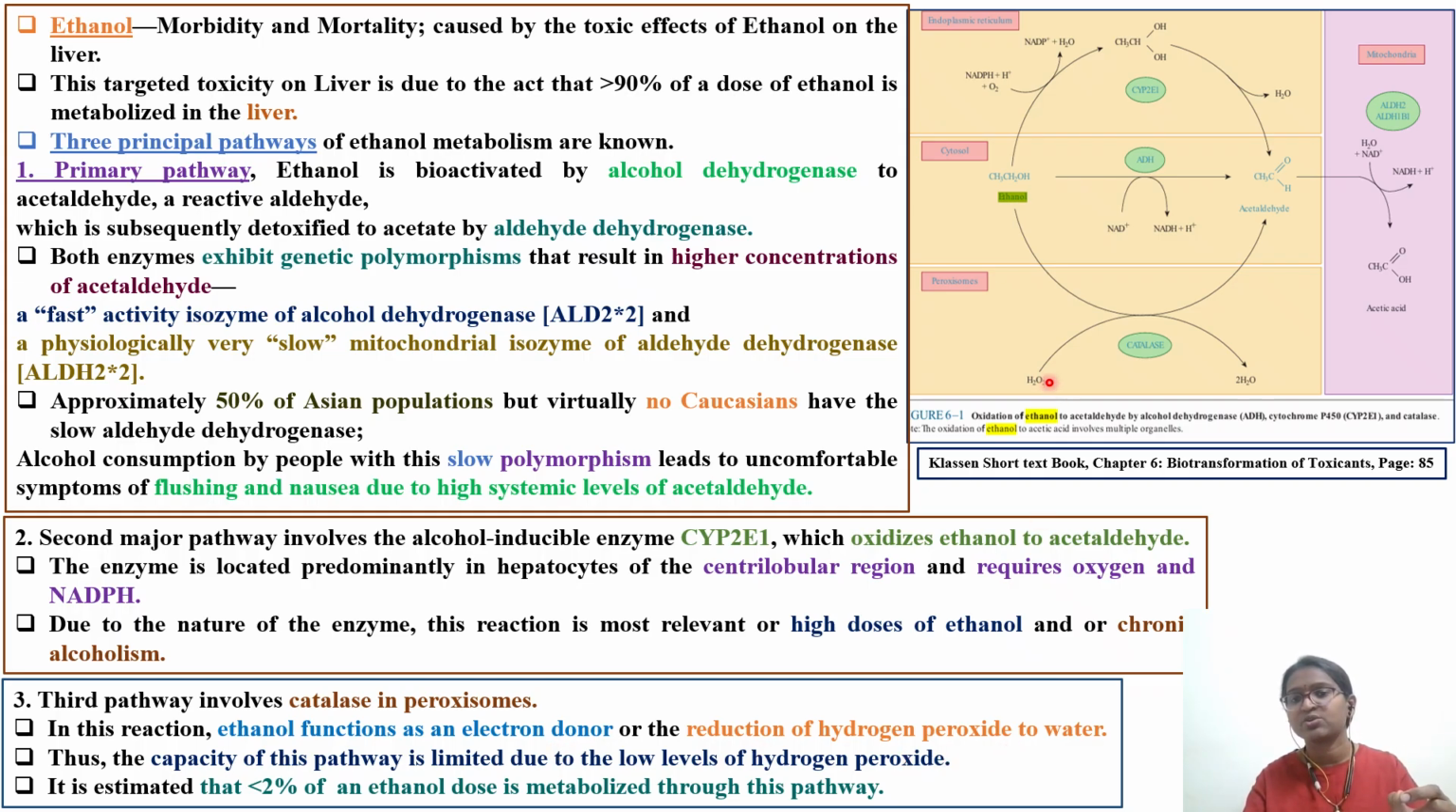Here you can see H2O2 is converted into 2H2O. But what is the problem in our body? H2O2 is not abundantly present. So the capacity of this pathway is limited due to the low level of hydrogen peroxide. If this type of pathway needs to operate, excessive hydrogen peroxide should be there in our body. But as such, H2O2 is also toxic, that you have to remember. It is estimated that less than 2% of ethanol dose is metabolized through this pathway. So there are three pathways you have to remember. From an exam point of view, you will get this question.